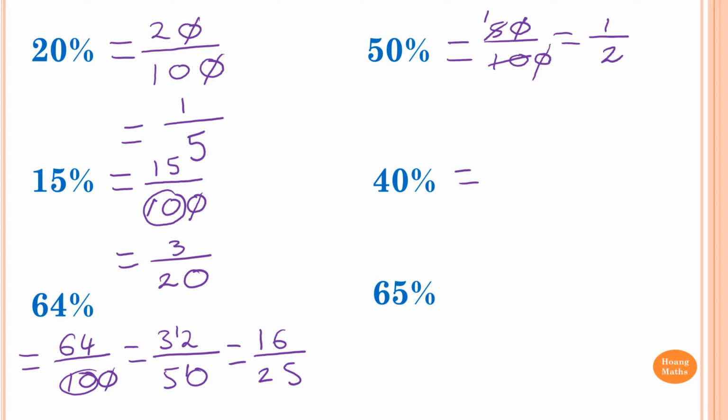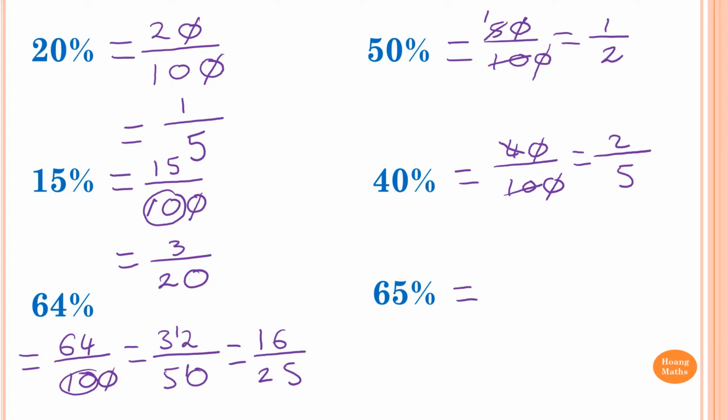40%. So 40% means 40 over 100. I can simplify this by dividing by 10. So 4 over 10, both can divide by 2. 4 divided by 2 is 2, over 10 divided by 2 is 5. So 2/5.